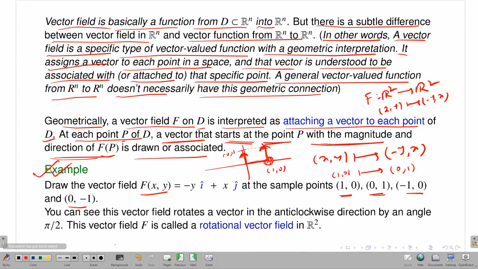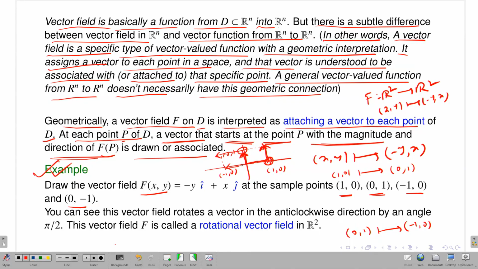What will happen at the point (0, 1)? Let's see. So (0, 1) is this point, right? Now what is the image? Look, the function is (x, y) goes to (minus y, x). So (0, 1) goes to where? x is 0 and y is 1, so this should be (minus 1, 0). And what is the point (minus 1, 0)? This is the point (minus 1, 0), and this is the direction. So at this point this is the vector, with the corresponding magnitude and direction.